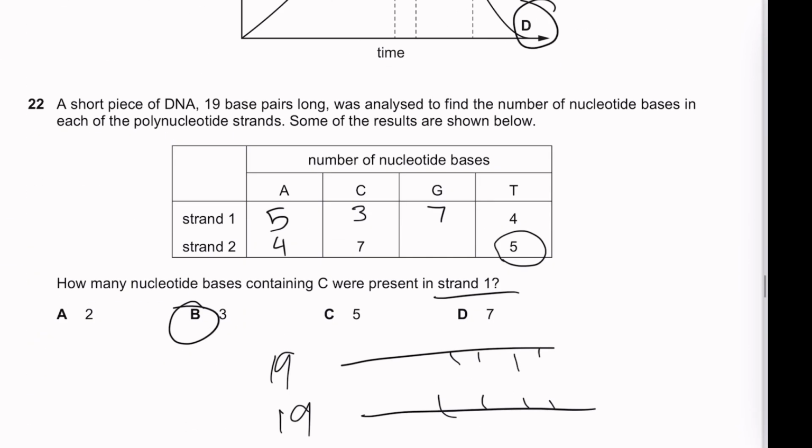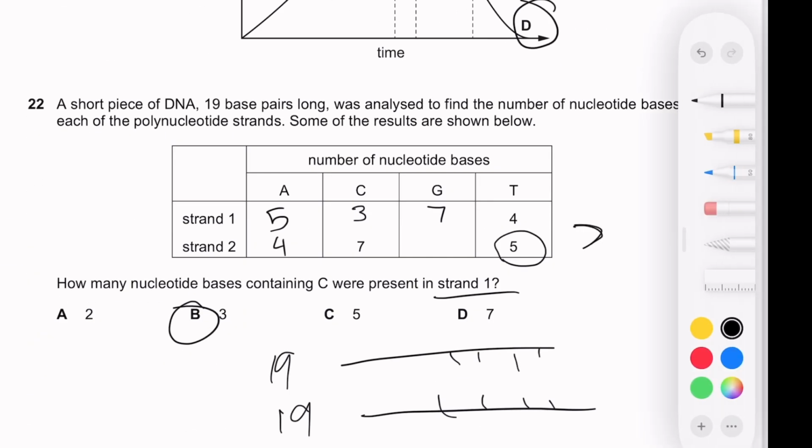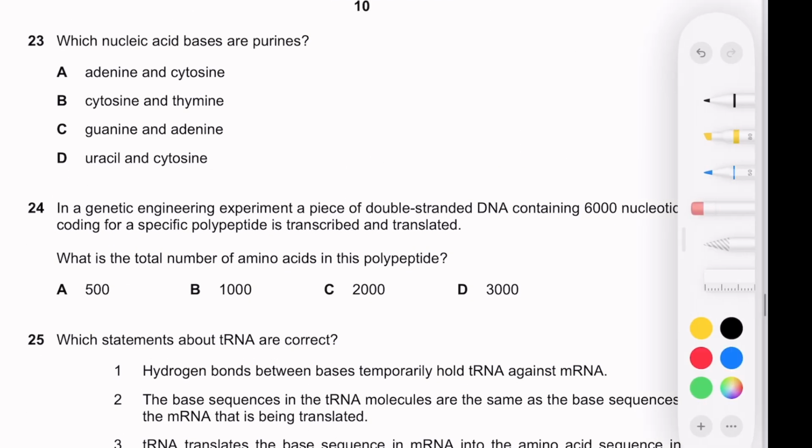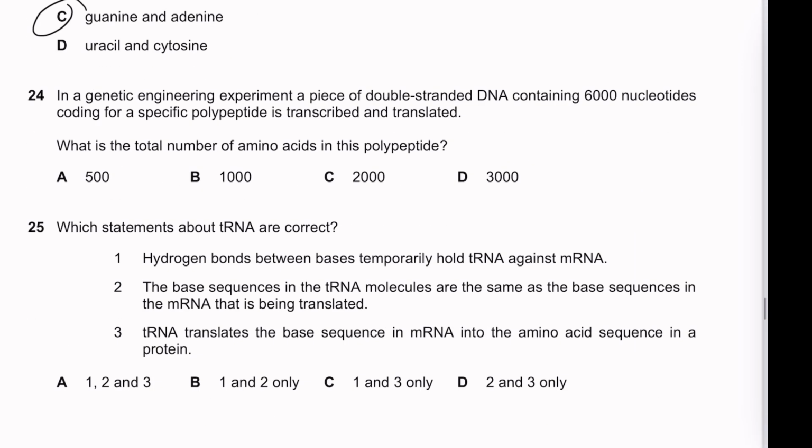And even if you wanted to do it on this strand, it's totally possible to find guanine, which is 3 here, and then according to the complementary pairing rule, you'll know that cytosine is also 3. Which nucleic acid bases are purines? Okay, purines are adenine and guanine. Guanine, adenine, C. Pyrimidines are uracil, thymine, cytosine.